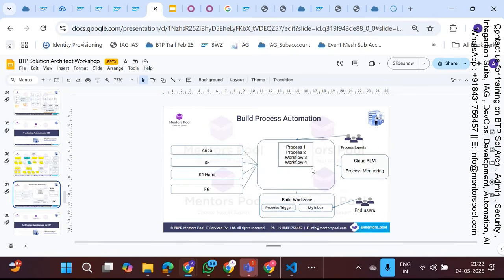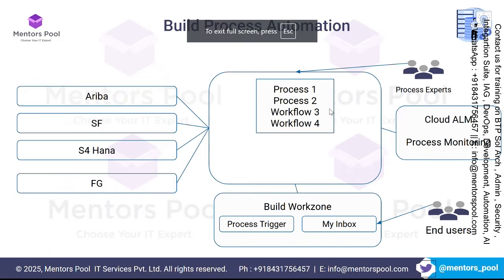Now automation, I will not take a lot of time. What you can do is subscribe to Build Process Automation. You can create workflows for Ariba, SuccessFactors, Fieldglass. Build Work Zone you will integrate, as I showed you, because these workflows will have people who need to approve things, so all apps I can fit in Build Work Zone. Now Cloud ALM I can use to monitor these workflows and whatever has been created here. So you can develop automations using Build Process Automation. I don't have much time to create automations for you, so I will not do that.